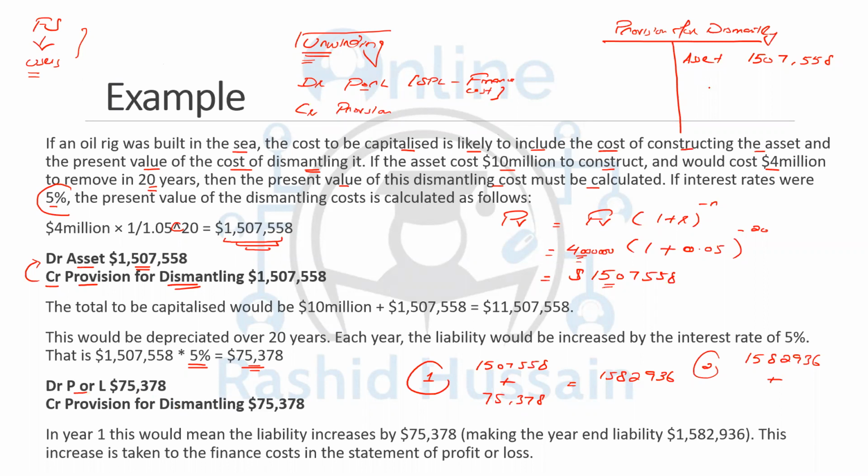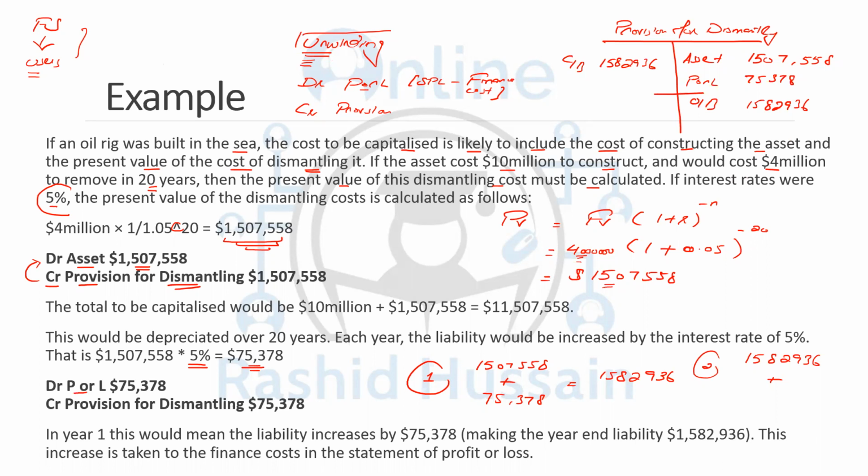So the provision account is being credited due to the profit or loss, and the figure is 75,378. The closing balance in year one, which is known as the liability because provision is a liability, is 15,82,936, which is going to be the opening balance of year two, 15,82,936. Again, in the next year, you're going to take 5% and then add it. Similarly, every year we'll be doing this activity, and this is known as the unwinding.